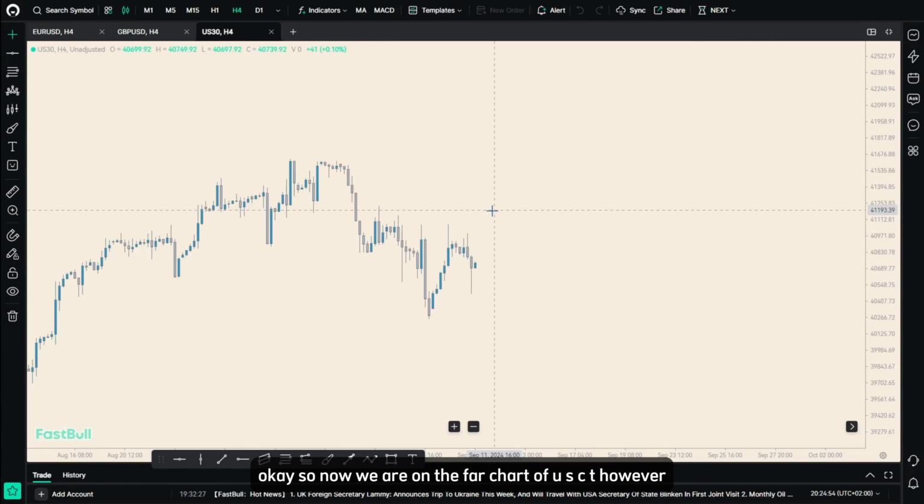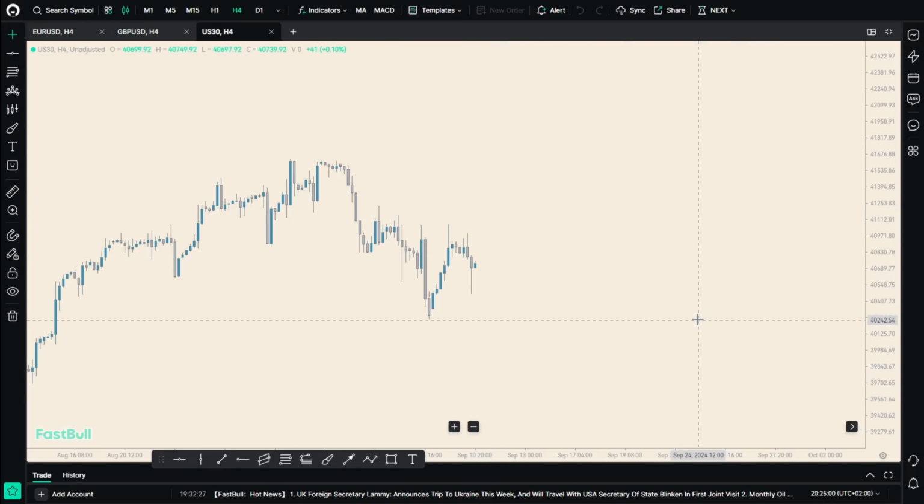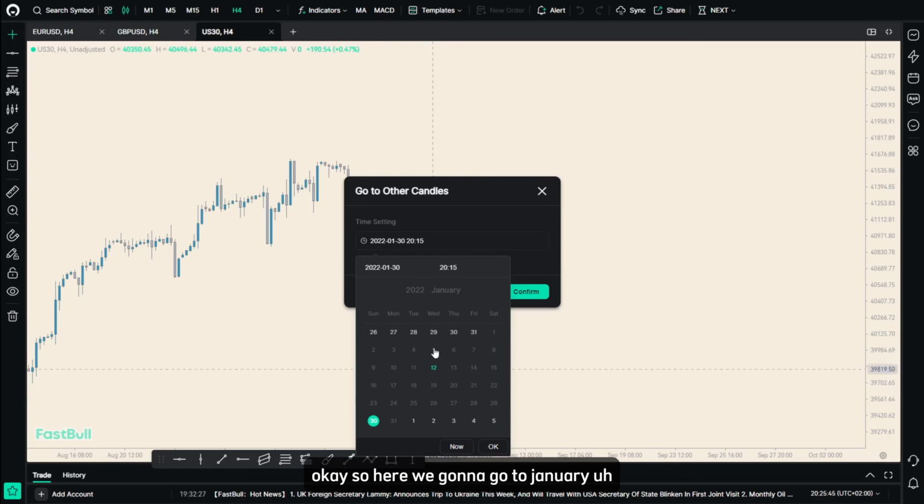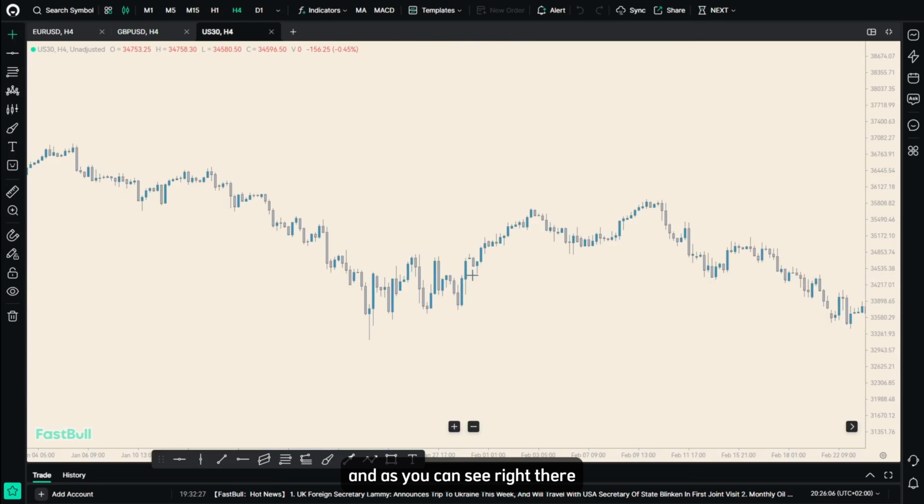Okay, so now we're on the 4-hour chart of US30. However, I also want to go back just to show you guys that the same concepts were being applied in the market even before this. So I'm giving you tested data that you can actually rely on in the most recent markets. Okay, so we're going to go to January the first, essentially 2 years back. We're going to test this concept and see how it actually played out here. And as you can see right there, we get brought all the way back into 2022.